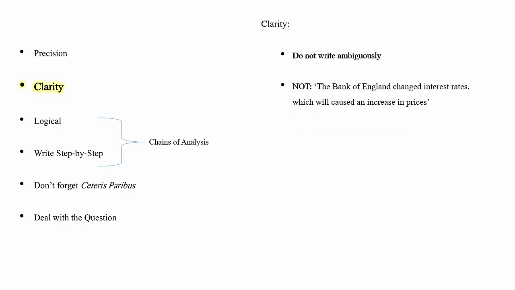An example of ambiguous writing is this: the Bank of England changed interest rates, which will cause an increase in prices. You can see how this is vague. The person has not said what the change in interest rates is. Is it up or down? We've not said also what the price is and why it would increase.